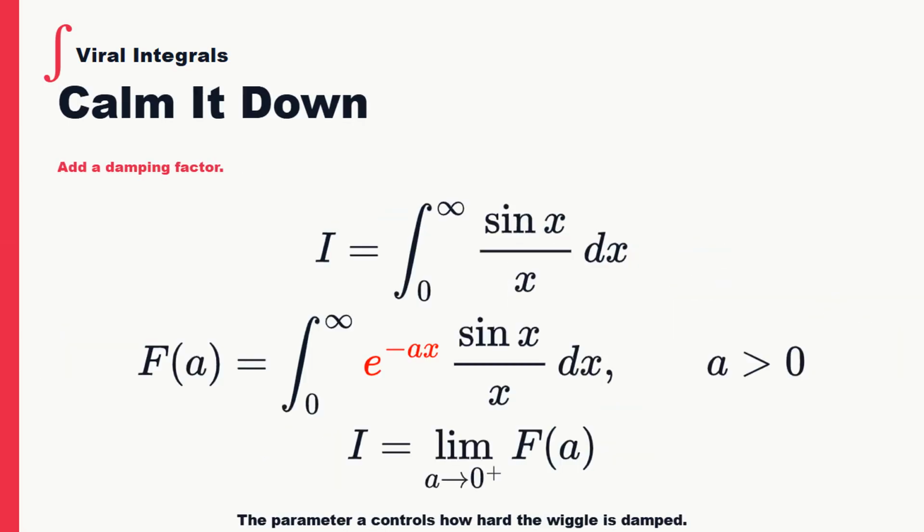Here is the calmer family. We multiply by e to the negative ax inside the integrand, with a being positive. That damping factor makes the integral much easier to handle, believe it or not. Notice that when a goes to 0, the damping disappears and we recover the original integral.